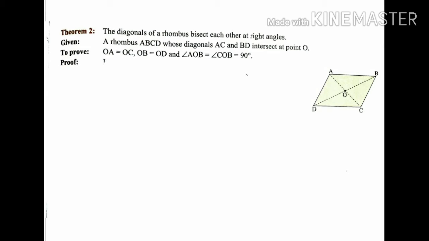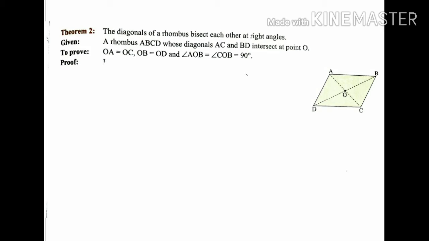Now next, under this our theorem is: the diagonals of a rhombus bisect each other at right angles. So that means you have to prove whether the diagonals of a rhombus bisect each other at 90 degrees or not. That means the center angle should be 90 degrees.